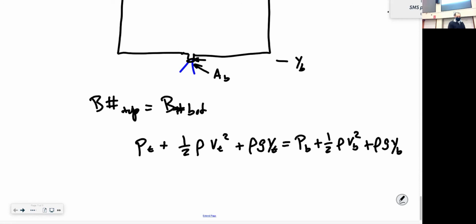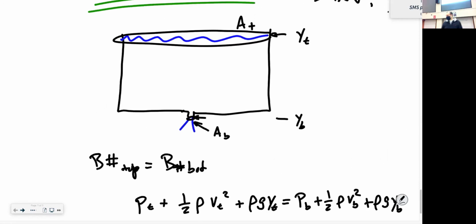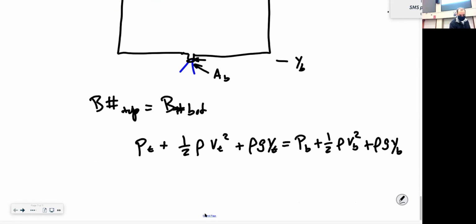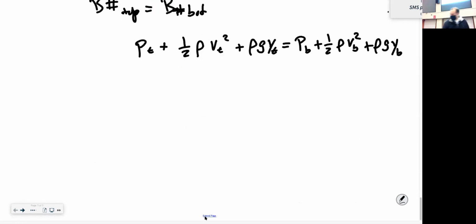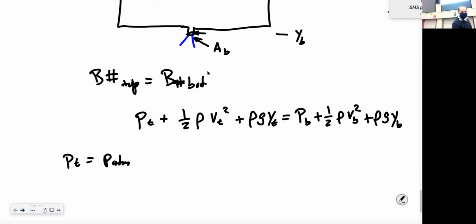Okay, let's think about pressure now. What is the pressure at the top of this tank? It's just atmospheric. There's nothing else on top of this other than the atmosphere. So we know that P_T is P atmospheric. That shouldn't be too surprising to you. Okay, this is the tricky part about this problem. What is P_B? And by P_B, I mean right at the surface of this opening where the water is streaming out.